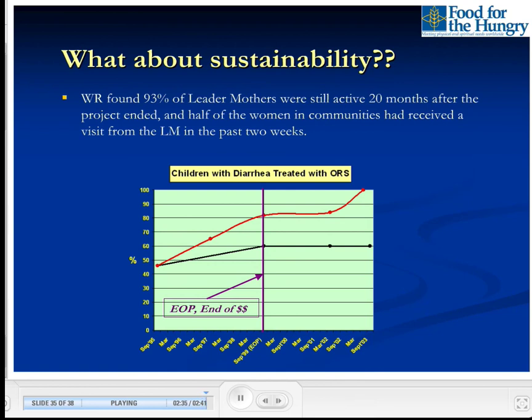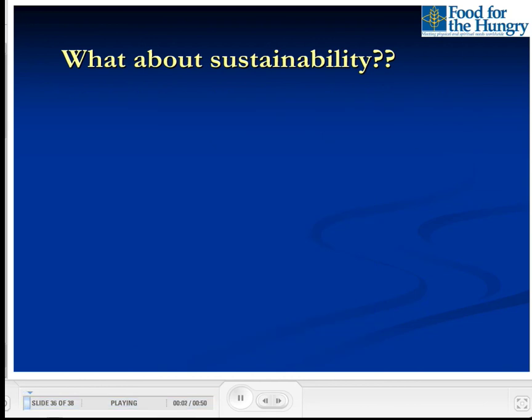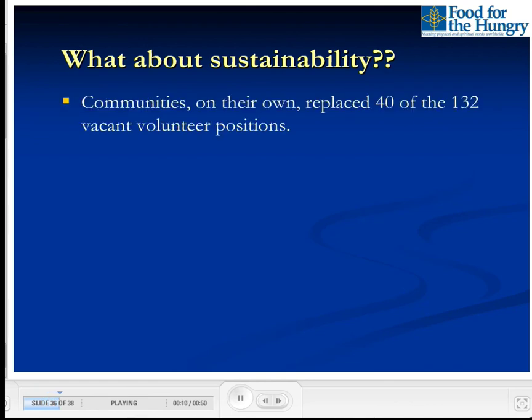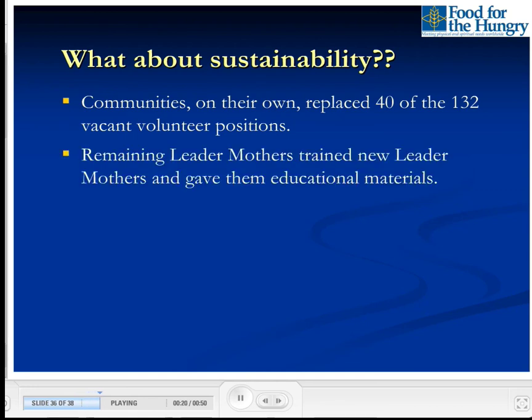Also, they measured at 2.5 and 4 years post-project, as I mentioned, and those results were sustained or improved. So what happened for those 7% of leader mothers who had either dropped out or moved or died? Communities on their own replaced 40 of the 132 vacant volunteer positions. The leader mothers who had left or died were replaced, 40 of the 132 of them at least. And the remaining leader mothers trained these new leader mothers and gave them educational materials to use. So that's the mechanism that the local communities were using to teach these new leader mothers.